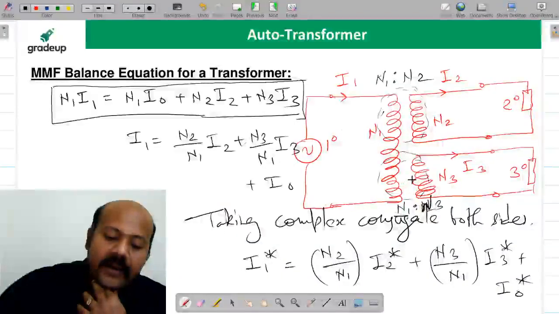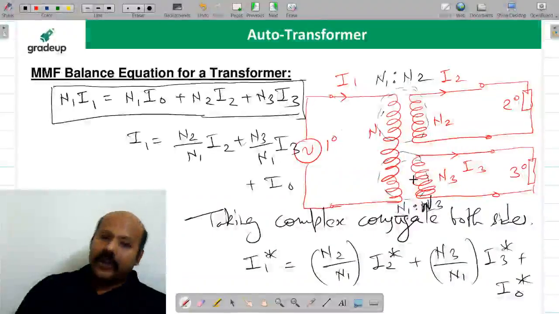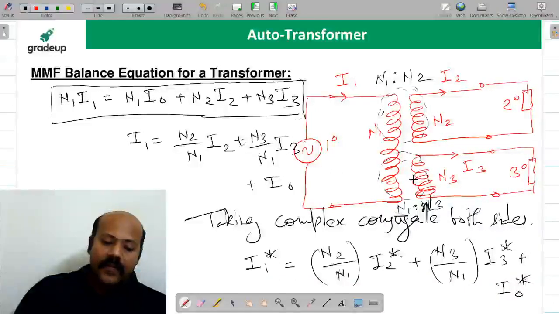Yes, Yaram Mahendra, if you change the load, definitely the power factor is going to change. That we will see when we see the phasor diagram. Don't worry.